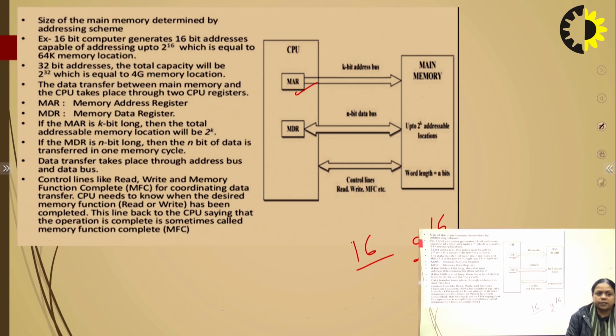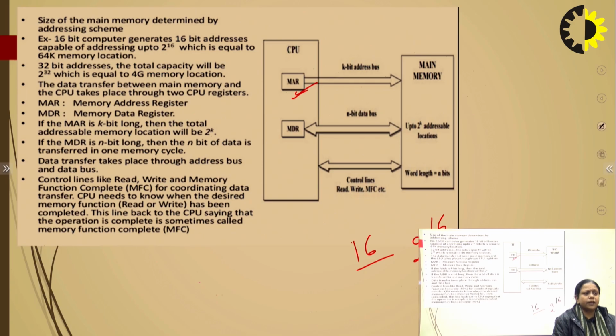So you can see in this diagram also, this is the CPU and this is the main memory, and we are sending the data or addresses from main memory to CPU. So you can see here MAR is a memory address register and MDR is a memory data register, where we store data. In this case, we store the address in MAR and MDR stores data.